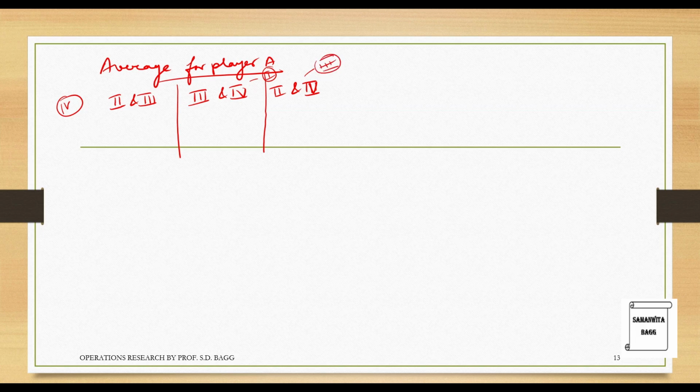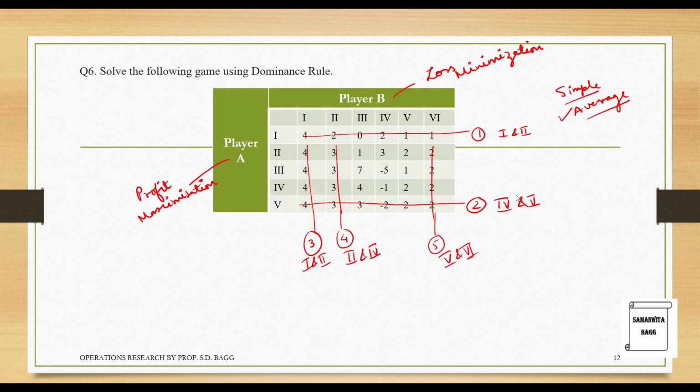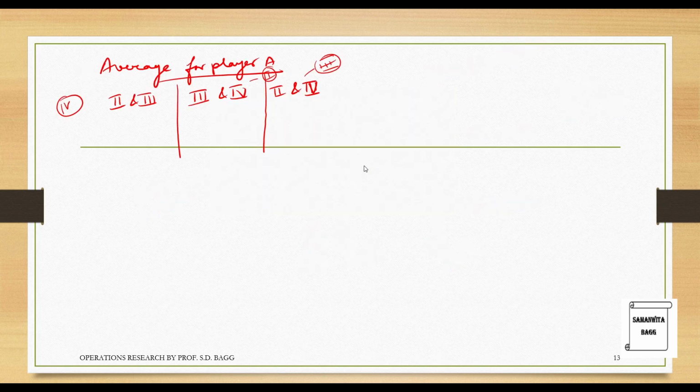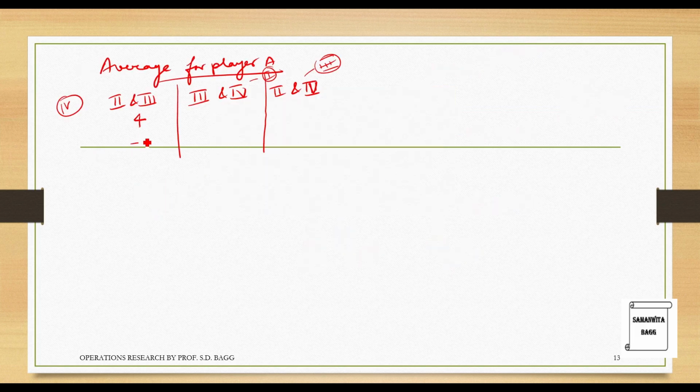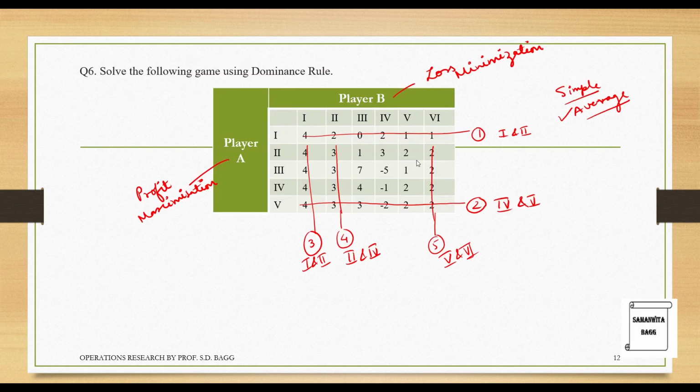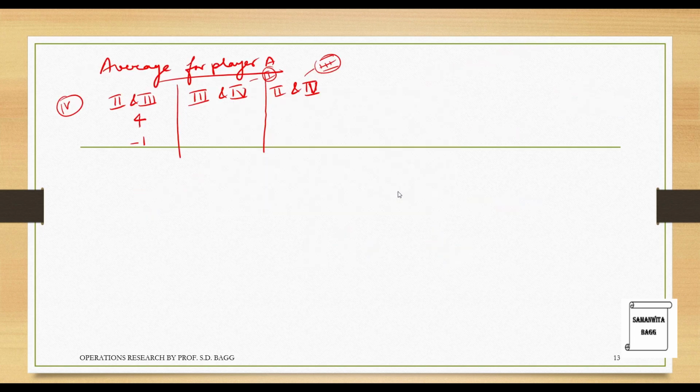So now let's take the average of 2 and 3. Here the value is 1 plus 7 by 2. That is the first one. So the average is 8 by 2, that is 4. Here it is 3 minus 5, that is minus 2 by 2, that is minus 1. And this is 2 plus 1, 3 by 2 is 1.5.